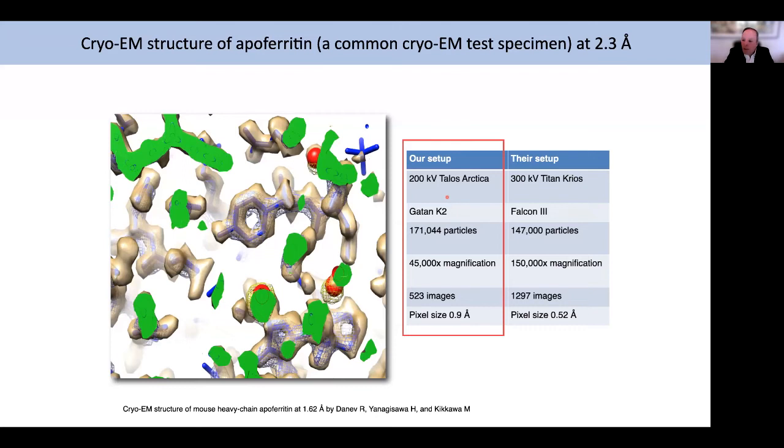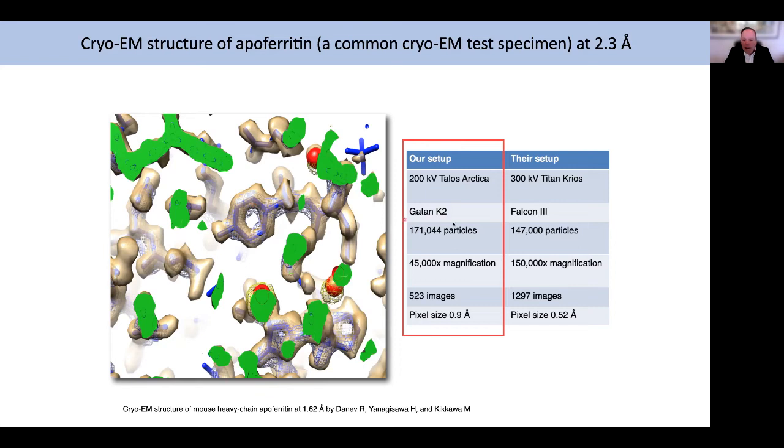Now, once you have completed the screening and stain, then you typically move to cryo. And here's an example of the capabilities that we have on campus. Here on the right are two structures of a typical CryoEM test specimen, apoferritin. The one in blue mesh was generated on campus. The one in brown is a state-of-the-art structure at the very limit of what CryoEM can achieve.